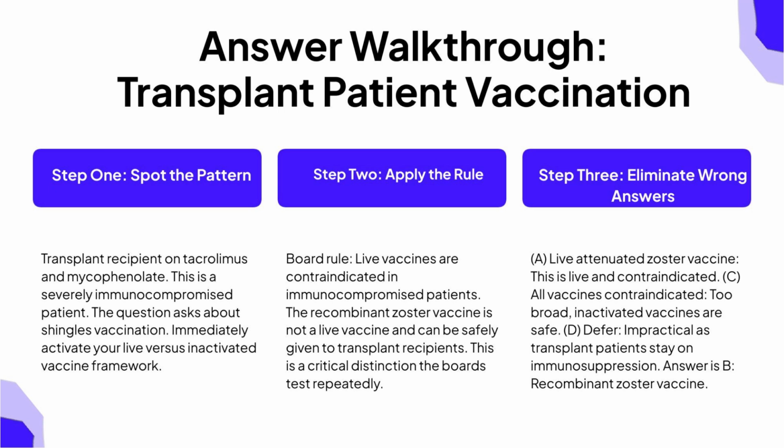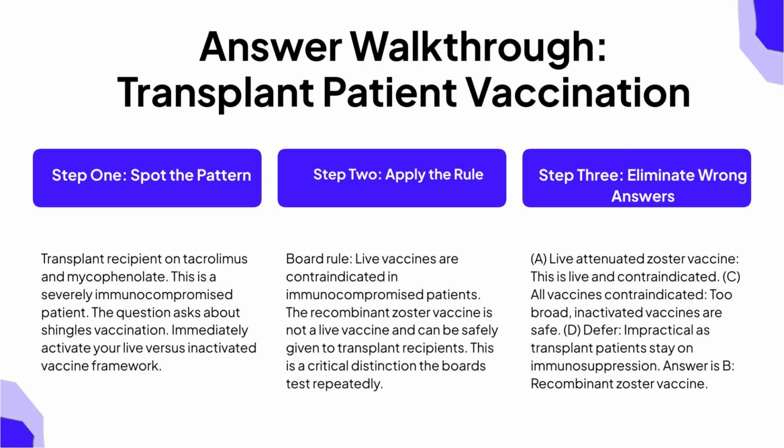Step 3, eliminate wrong answers. Choice A is the live zoster vaccine, which is contraindicated. Choice C is too absolute because inactivated vaccines are perfectly safe in transplant recipients. Choice D suggests deferring, but transplant patients typically remain on immunosuppression for life, so we do not wait. The correct answer is B, administer the recombinant zoster vaccine. This is a classic board question format.